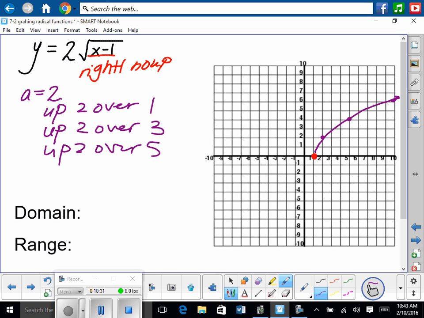Now look, isn't the A value 2? So wasn't it getting larger quicker? Yeah. Okay, so it looks a little bit more stretched out. Domain is x values. What x value? Boom. 1, and it's growing to positive infinity, right? Range is y values. Now, not x, y. What y value? 0 to infinity.